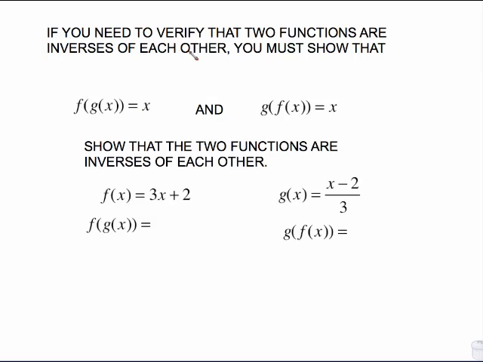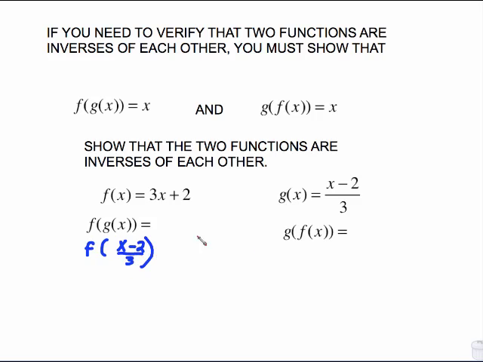So if you need to verify the two functions are inverses of each other, what you must show is that f of g of x equals x, and you must show that g of f of x equals x. You've got to do them both. So directions say show that the two functions are inverses of each other. What I have to do is the f of g of x that we learned in the last section. So f of g of x means I'm going to put in place of g of x, x minus 2 over 3.